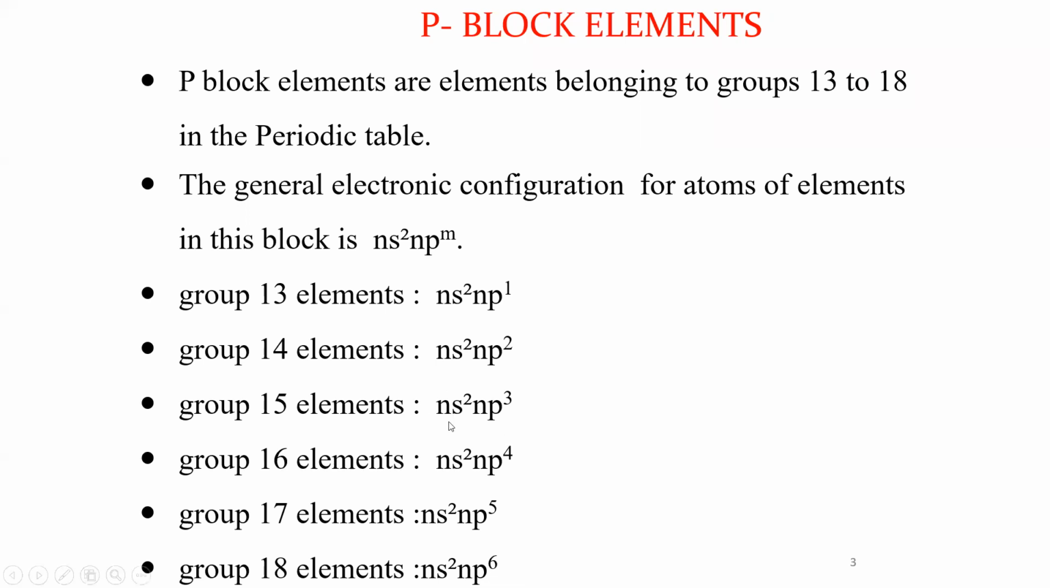And for your group 15, we have the half-filled stability. Likewise, for your group 18, we have the completely filled stability.